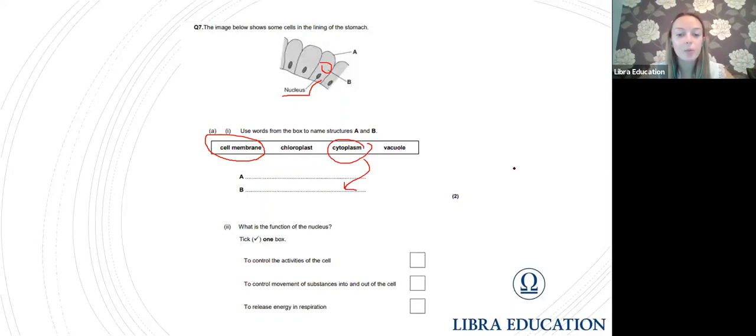Then the final question: what is the function of the nucleus? Tick one box. Is it to control the activities of the cell, to control movement of substances into and out of the cell, or to release energy in respiration? So hopefully you've got that the answer is to control the activities of the cell, and it does this because DNA is what controls it and the nucleus houses this DNA.